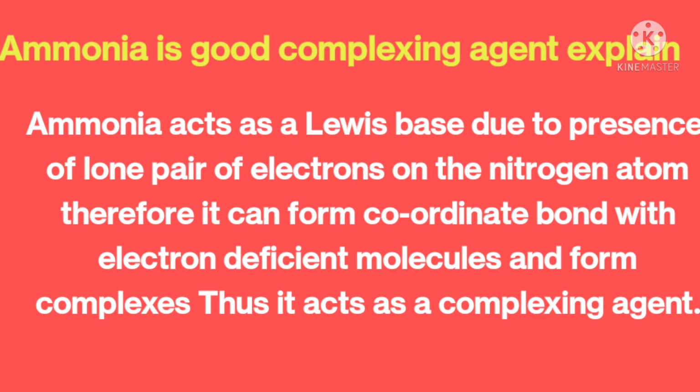Ammonia acts as a Lewis base due to presence of lone pair of electrons on the nitrogen atom. Therefore, it can form coordinate bond with electron deficient molecules and form complexes. Thus, it acts as a complexing agent.